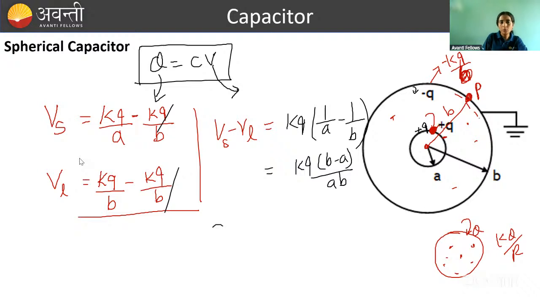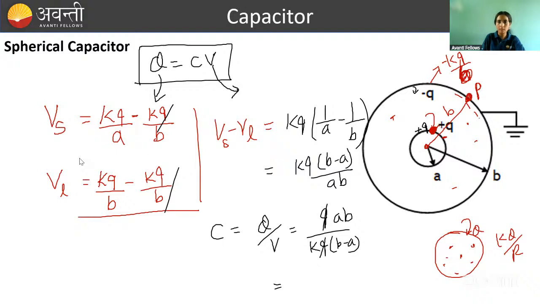Now you find C. C equal to what? Write Q by V here. Q value is Q and V is the potential difference. It is equal to kq (b minus a) by ab. Cancel the Q, and write ab over k. What is k? 1 by 4 pi epsilon naught. So this is 4 pi epsilon naught ab by (b minus a). So this will be the capacitance of this spherical capacitor.